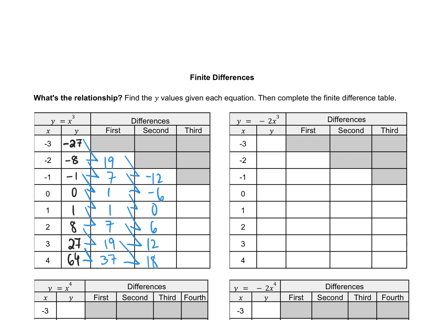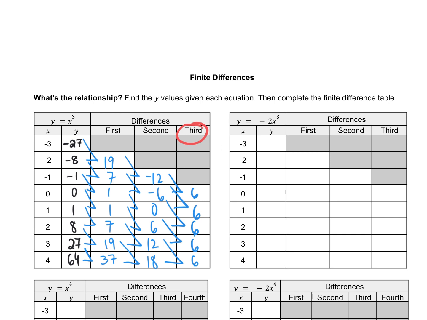We're going to do our third differences. 18 minus 12 is 6. 12 minus 6 is 6. 6 minus 0, 6. 0 minus -6 is 6. -6 minus -12 is 6. Our third differences are constant, and this function was y equals x to the power of 3. The third differences were constant, with a constant value of 6.